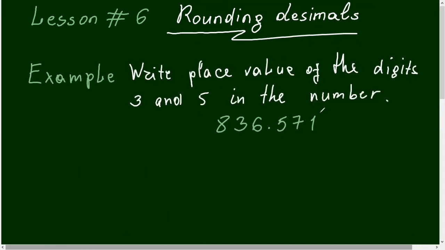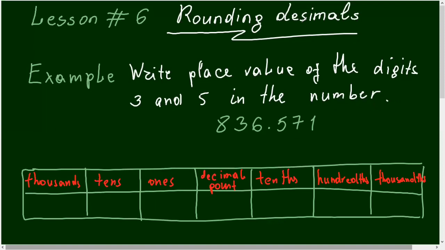Let's look at one more example. In this example, we are asked for the place value of the digits 3 and 5 in the number. So there is a decimal number. The steps to solve this problem are as follows. Firstly, write the number in a decimal place value chart. And secondly, look at the digit's place and find its place value, like this. Now here is our table. We will use this table to solve this problem.